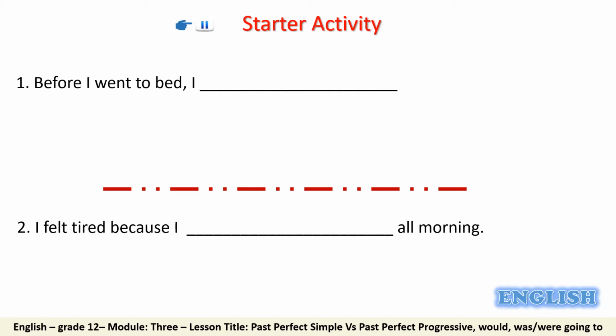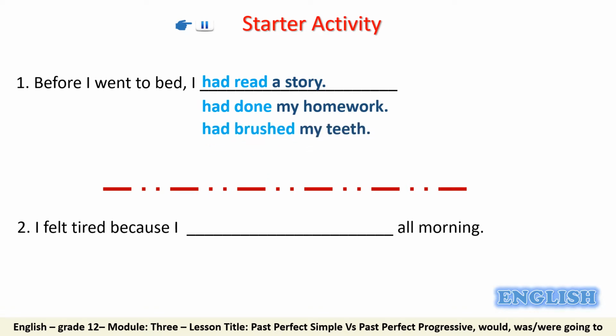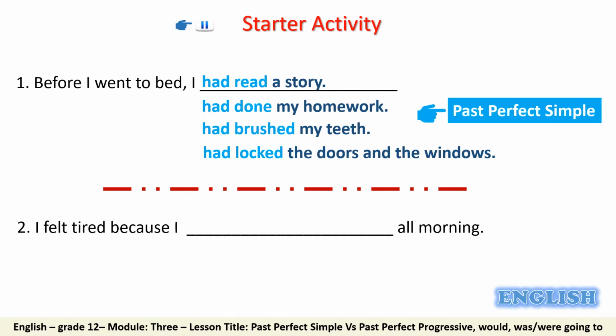Very good. For sentence number 1, you can complete it by saying, before I went to bed, I had read a story or had done my homework. Also, you can say had brushed my teeth, or I had locked the doors and the windows, or any reasonable answer that contains the past perfect simple.